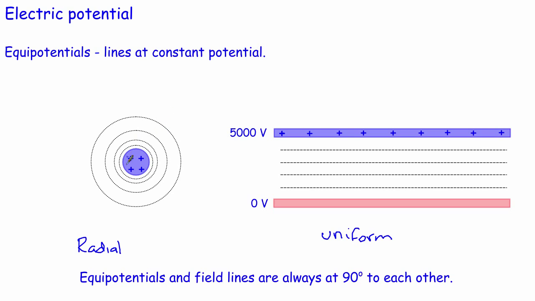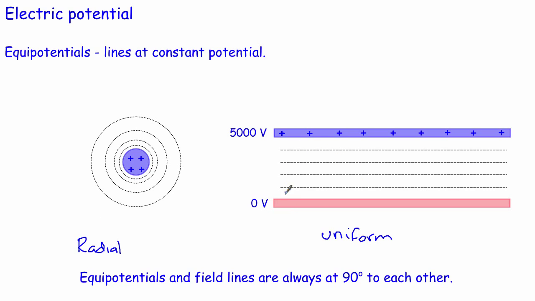And again, just like gravitational fields, the reason for that is because for a radial field, the electric field strength is stronger here, and so you only have to move a small amount of distance to see a change in potential, whereas out here you have to move a lot further to see the same potential difference. So that's a radial field.